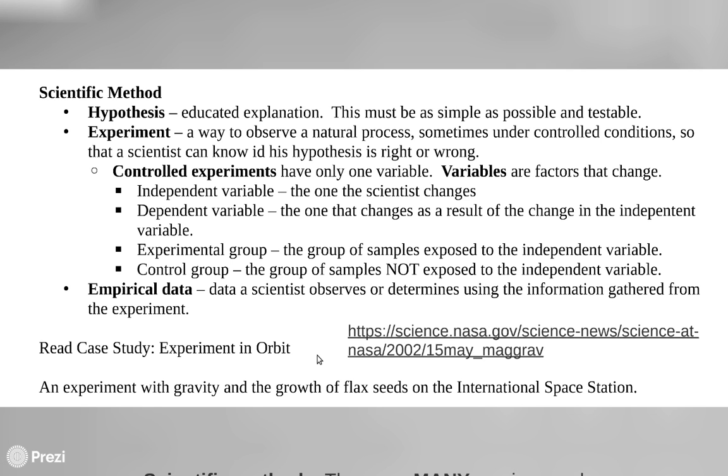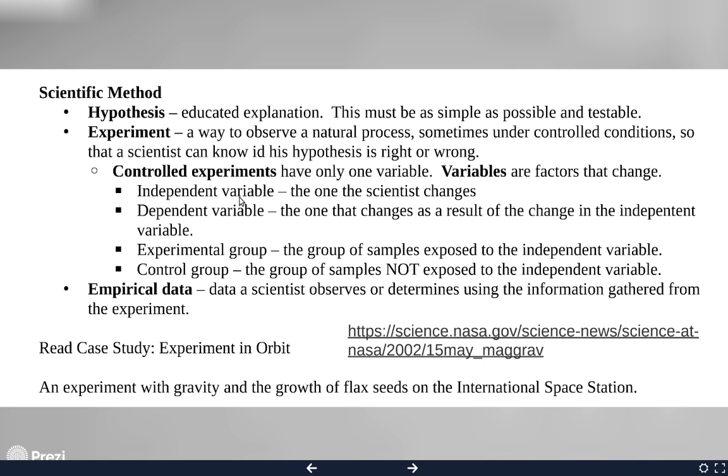So this was a scientific experiment, where they controlled the experiment by applying the independent variable, which was the magnetic field, and the dependent variable would have been how they grew. Did they have a pattern? They had a control group that they didn't apply the magnetic field to, and they had an experimental group where they did apply the magnetic field.